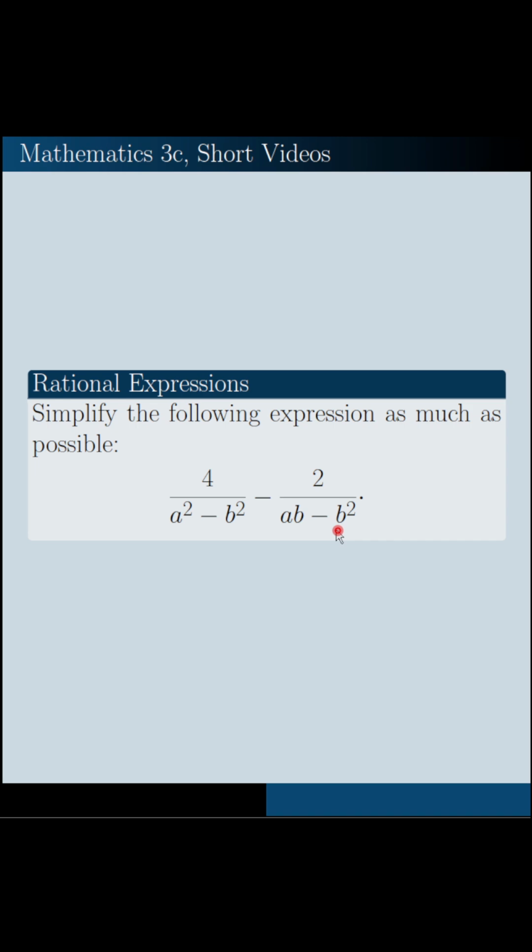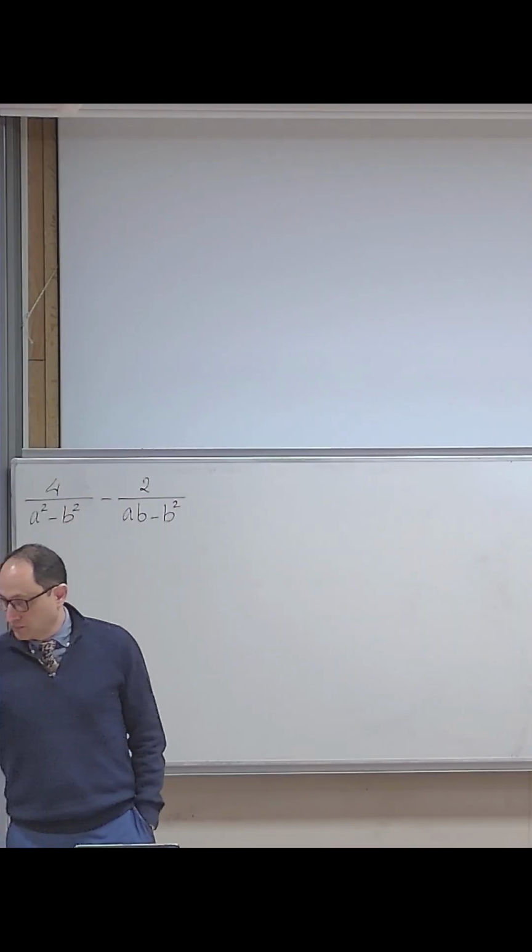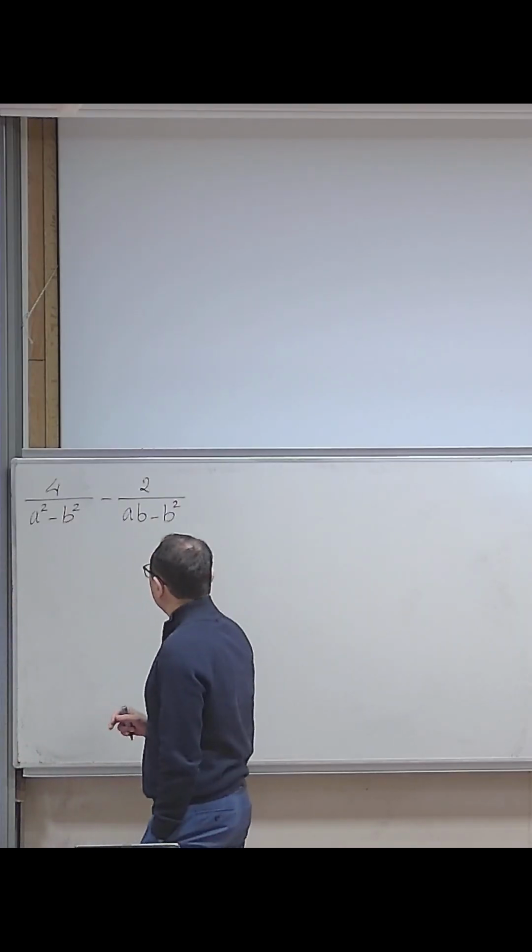Pause the video at this point and give it a try. If you do the calculations correctly, the answer will be minus 2 over ab plus b squared. Okay, now we solve the problem.